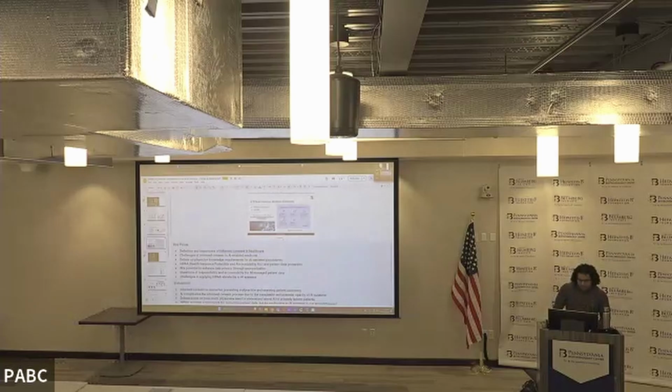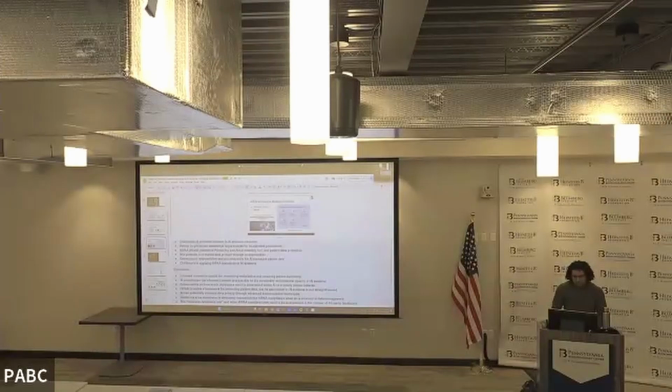Debates on physician knowledge requirements for AI-assisted procedures, like operations and procedures. HIPAA, which stands for Health Insurance Portability and Accountability Act, and patient data protection. It's the law that protects patients' data in the medical field, right? In pharmacies and hospitals and clinics. AI's potential to enhance data privacy through anonymization, making it anonymous. Questions of responsibility and accountability for AI-managed patient data. Challenges in applying HIPAA standards to AI systems. So applying these HIPAA standards to AI systems.